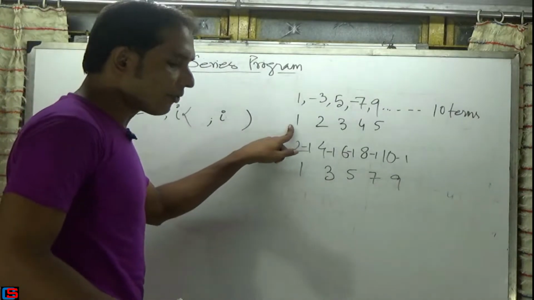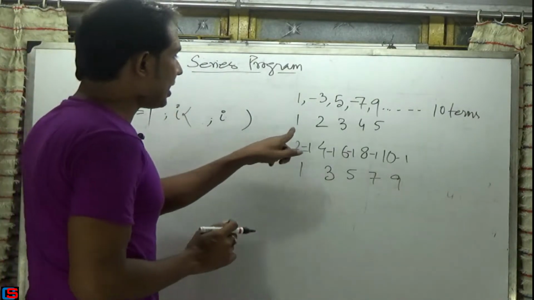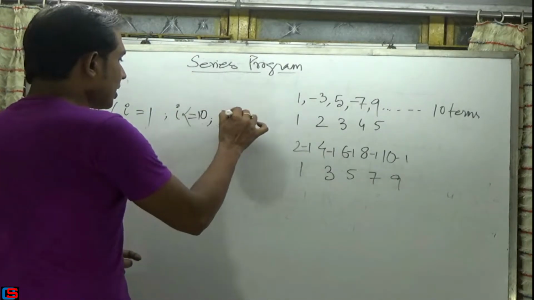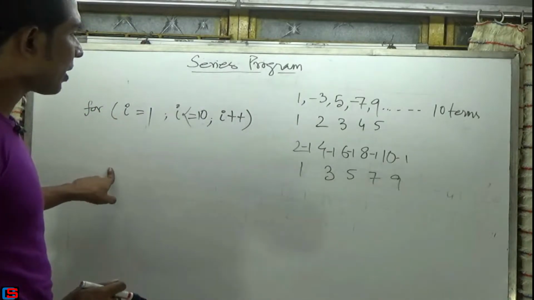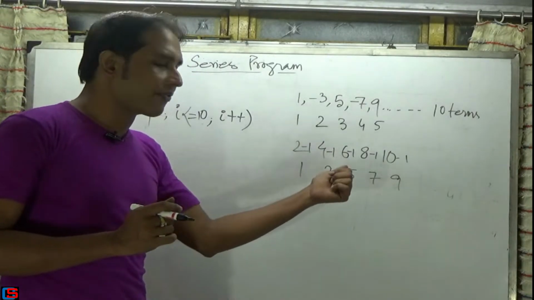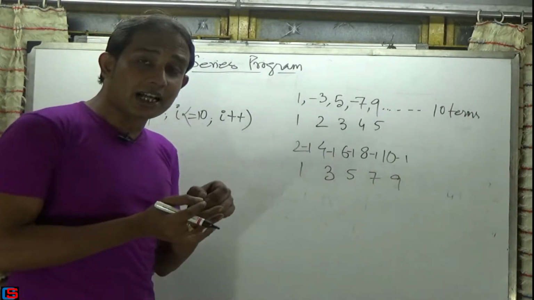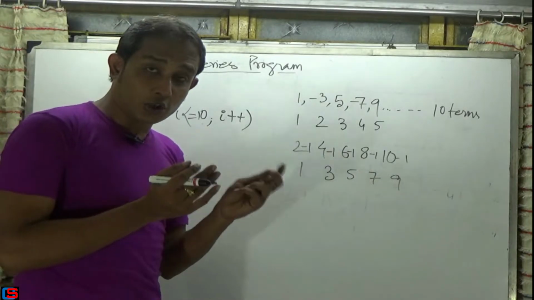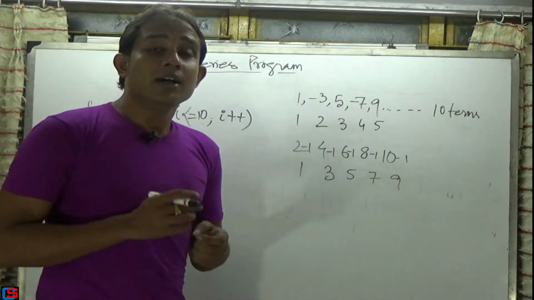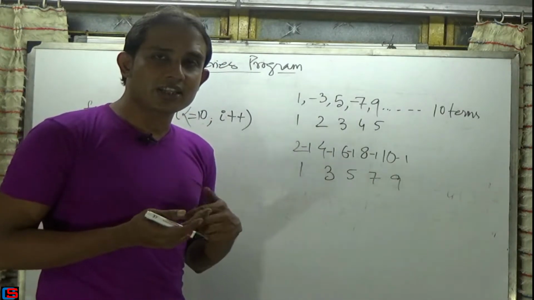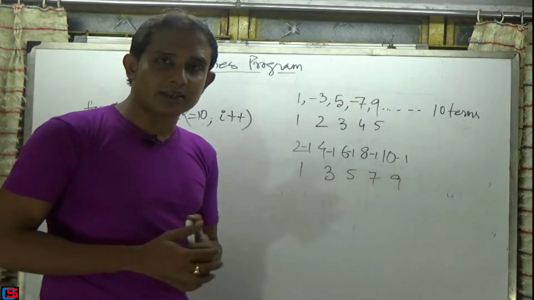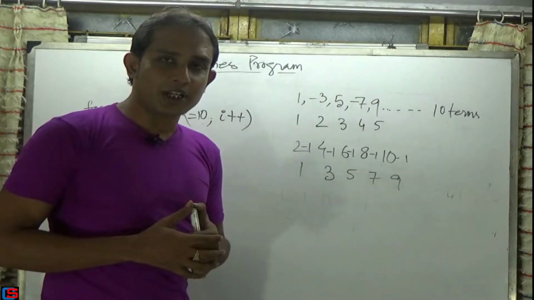Now as the value starts from 1, the initial value is 1, and the value increases by 1 up to 10 terms, so up to 10, and the value is increased by i plus plus. This is the loop, and within the loop I multiply i by 2 each time, then subtract 1 from it, and then write the compound if statement, that means the if else statement, to check whether the position value is either odd or even. If it is odd, I print the positive value, and if it is even, I print the negative value.